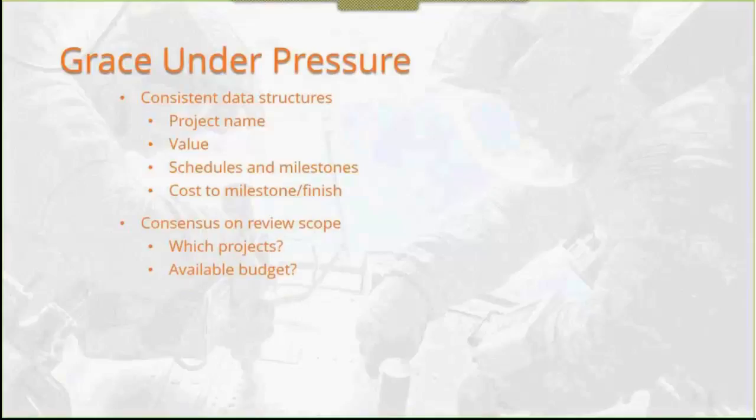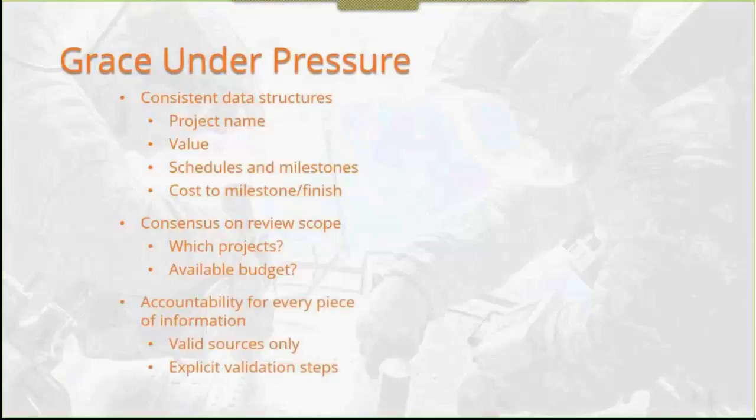There needs to be consensus on the review scope too, thinking about which projects are in scope and out of scope, which therapeutic areas, which phases, partnered projects versus internal projects, and what is the available budget for this upcoming review period. And there needs to be strict accountability for every piece of information and a chain of command through which that information flows to the portfolio team and eventually to the executives. There shouldn't be backdoors, and there should be an approval process in the stream.